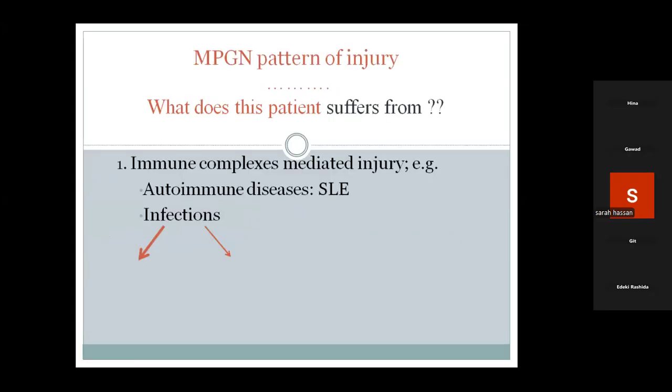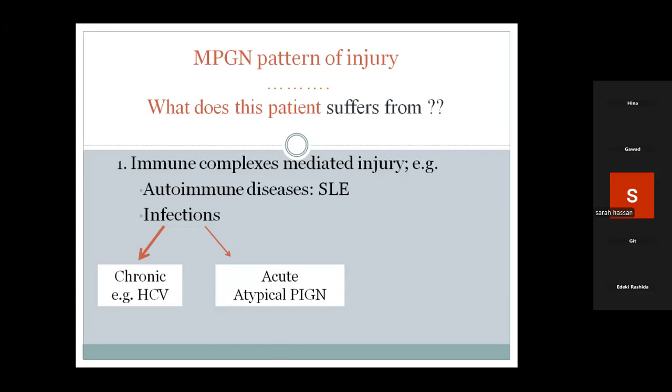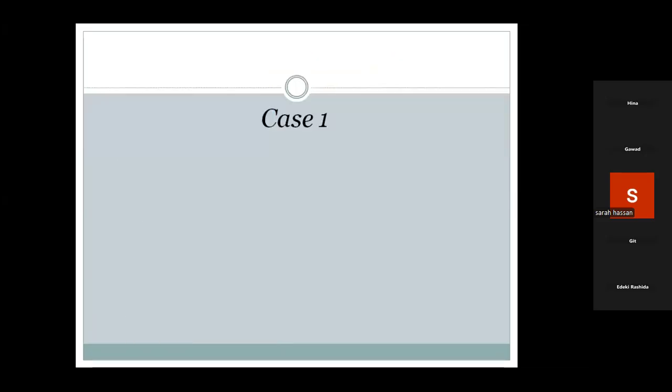So MPGN is a pattern. So what do these patients suffer from? As we have said, immune complex mediated injury may be the cause: an autoimmune disease like systemic lupus, or infection, either chronic infection such as HCV, or an acute infection such as post-infectious GN, which is mostly typical. So it could be chronic or acute, and in both cases, it's a healing process, in the acute or in the chronic post-infectious or infection-related injuries.